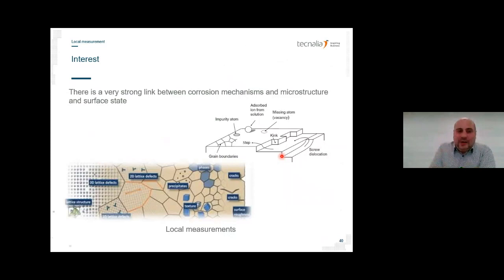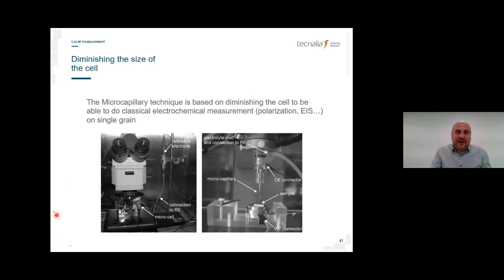A last point, local measurements. I didn't emphasize it too much, but the microstructure and the surface state are very, very important in the corrosion mechanism. So it would be very nice to be able to measure locally the electrochemical behavior of a material. And that's possible. Various techniques exist. Let's say there are two groups. One, of which I know one representative, is the microcapillary technique.